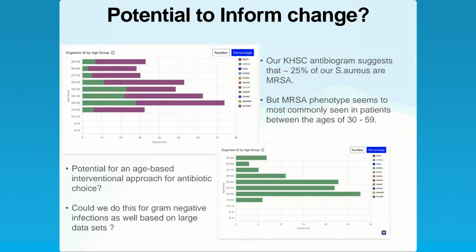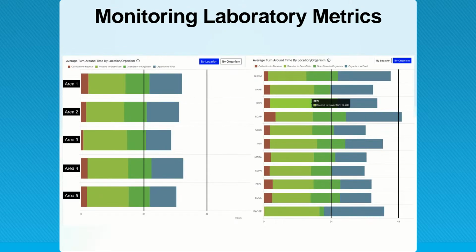And that's true. And so we thought, well, maybe there's a potential for age-based antibiotic choices, which we don't really do right now from an antibiogram perspective. And could this happen with things like gram-negatives? I know that gram-negatives that cause things like urinary tract infections are a major, major burden in terms of antibiotic use. So just a thought.